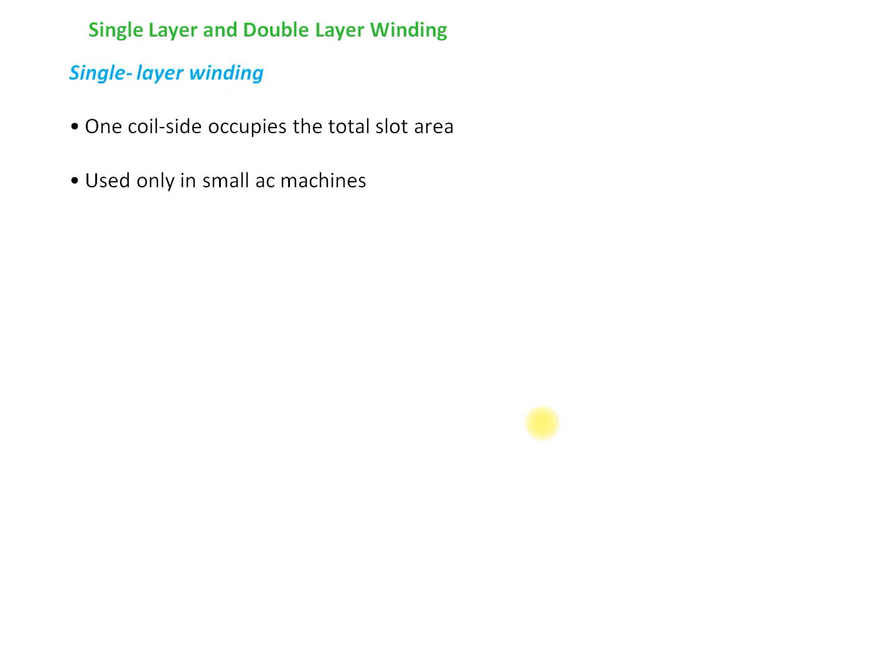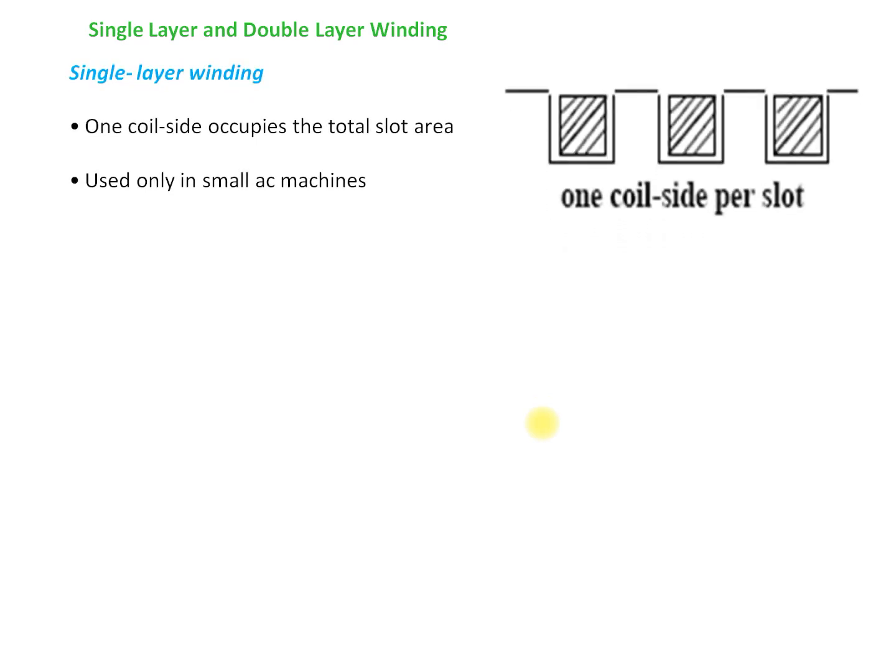So the first will be the single layer or double layer winding. Single layer winding is going to be situated like this. So one coil set per slot. Here you will be having a coil, and the other coil side of that particular coil will be on another slot. So one coil set per one slot. This kind of winding structure is going to be used only in small kinds of AC machines.